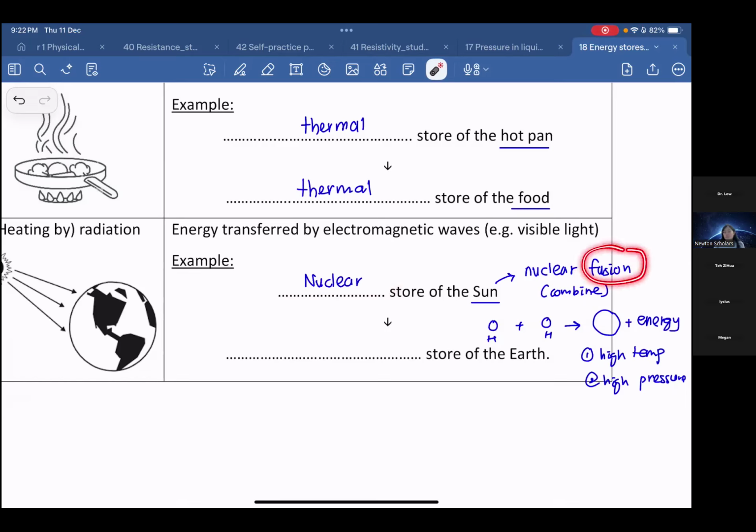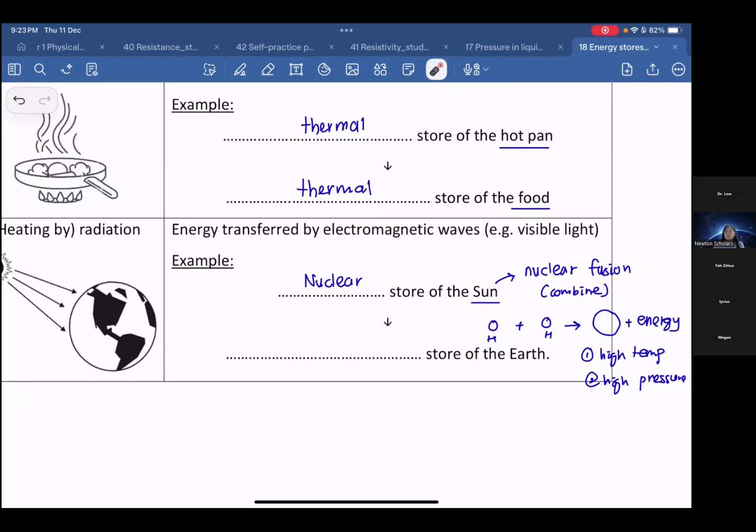Nuclear fusion is much more powerful than fission. But in our nuclear power station, the nuclear reaction that happens is actually called fission, which is splitting. For the sun, it is called fusion. It's combining. Two nuclei of the same type of charge are combined.